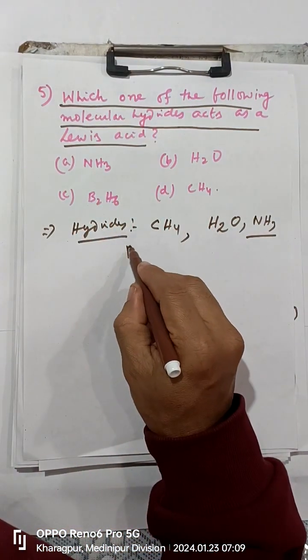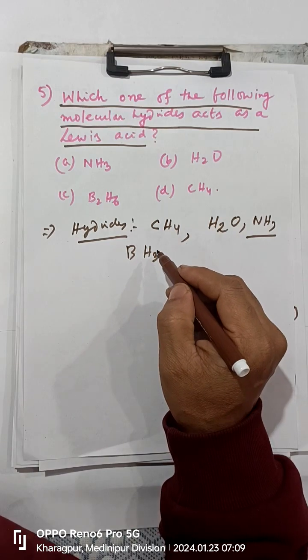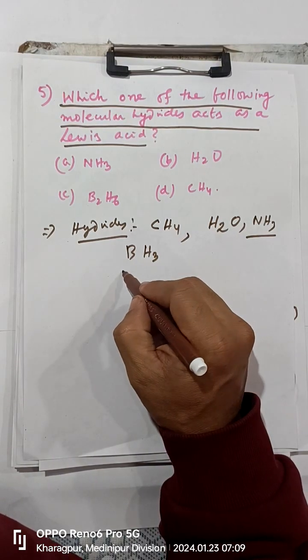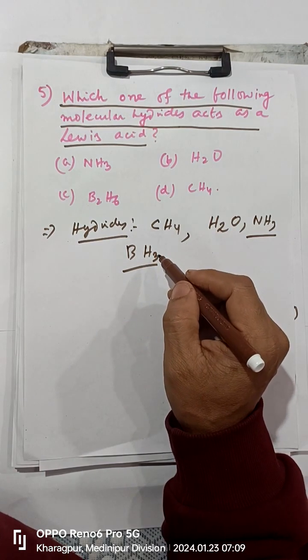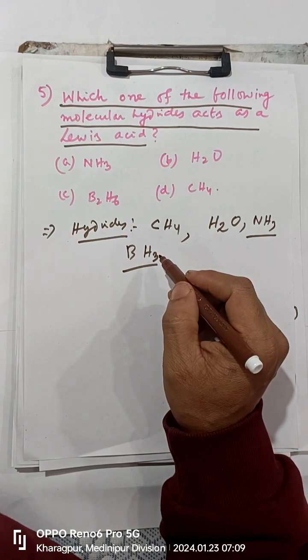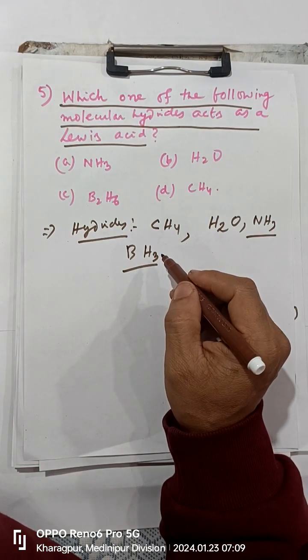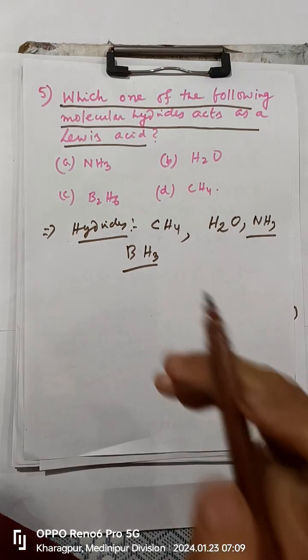And boron reacts with hydrogen to form BH3. So this is also a hydride of boron. So what is a hydride? When some element reacts with, or combines with, hydrogen to form a compound, then the resultant compound is called a hydride. So basically one element and hydrogen are present in the corresponding compound.